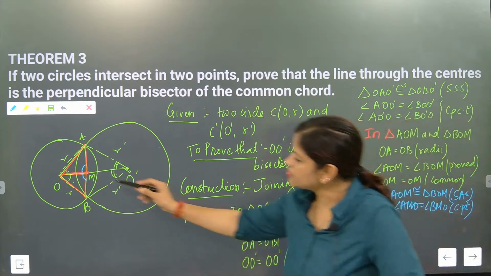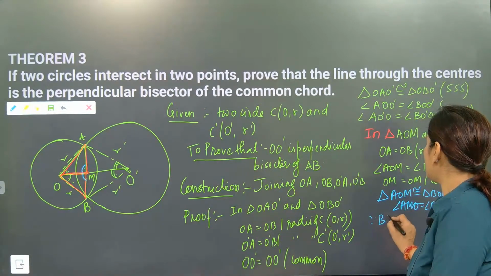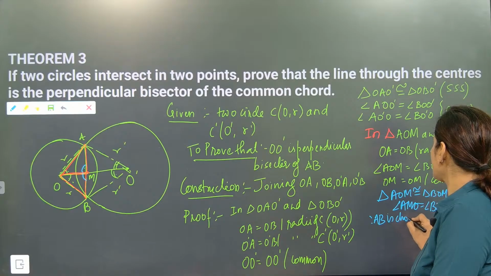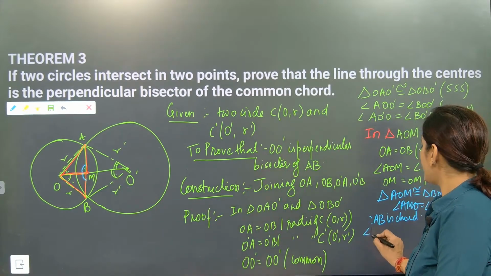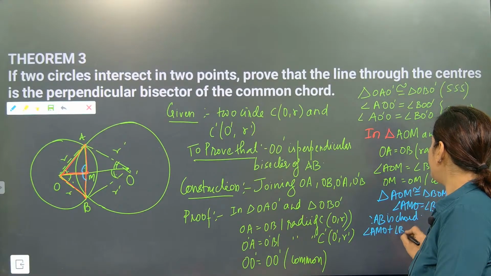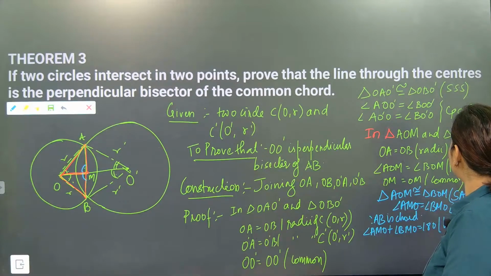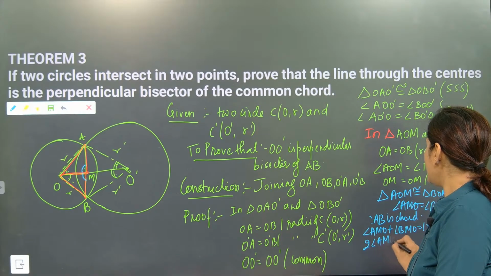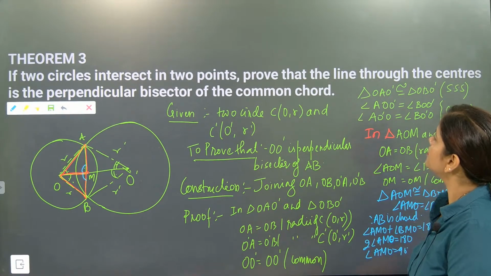Now beta, this is actually a line. AB is a chord. So since AB is a chord, then beta this angle plus this angle will be equal to 180 degrees. Angle AMO plus angle BMO is equal to 180 degrees, linear pair. But beta, just now we proved this as equation 1. So 2 times angle AMO is equal to 180 degrees. So definitely angle AMO is equal to 90 degrees.